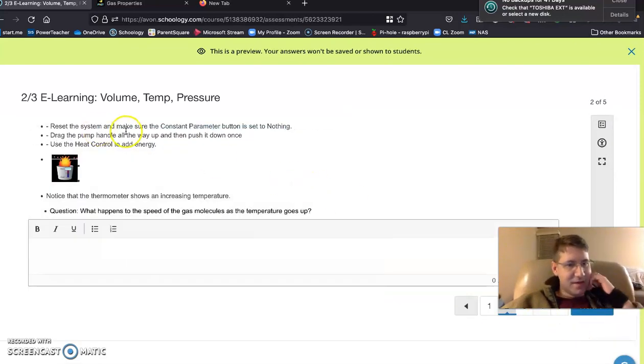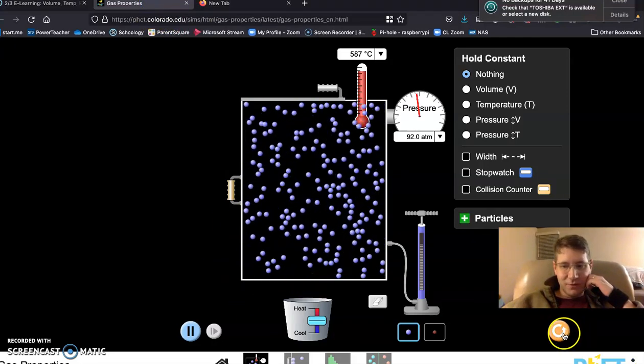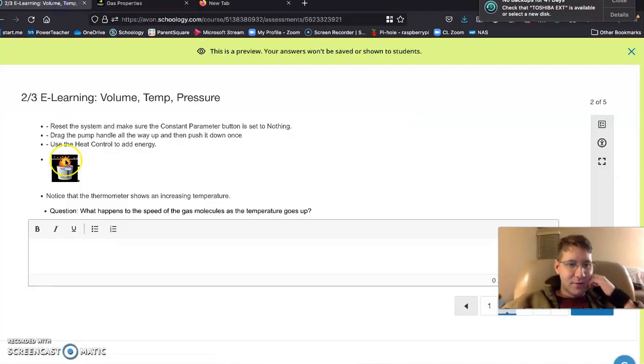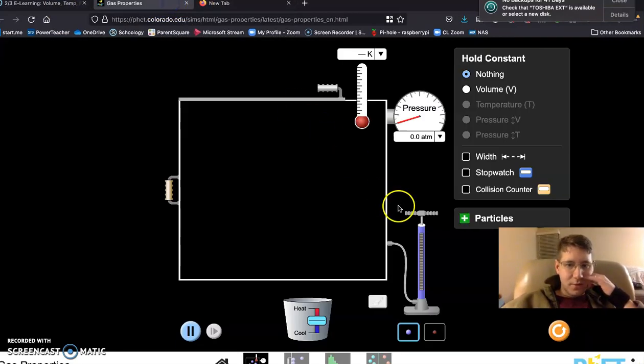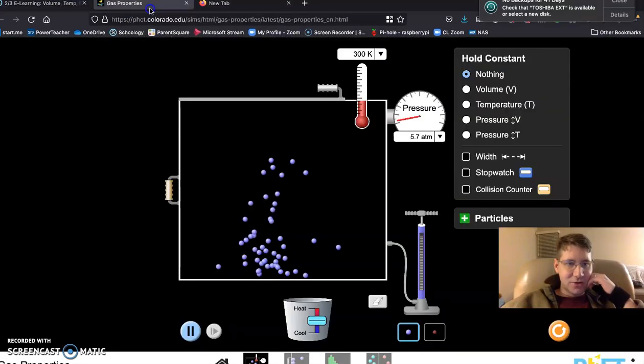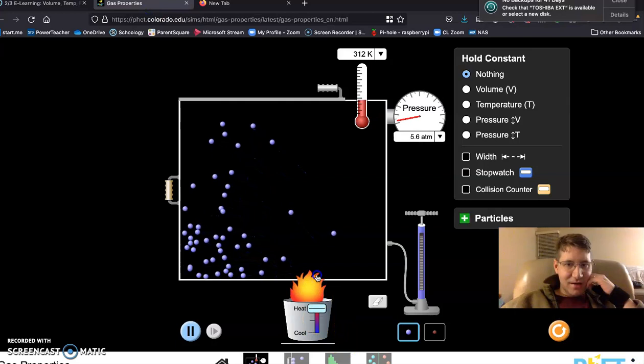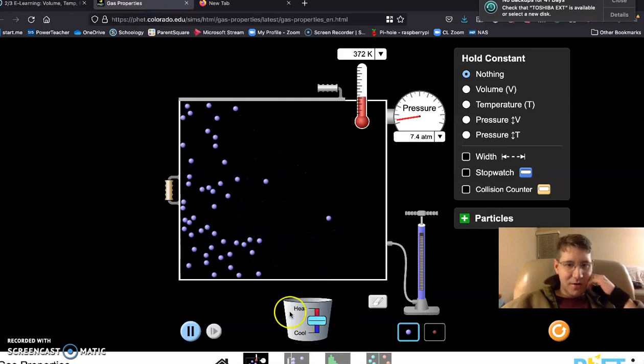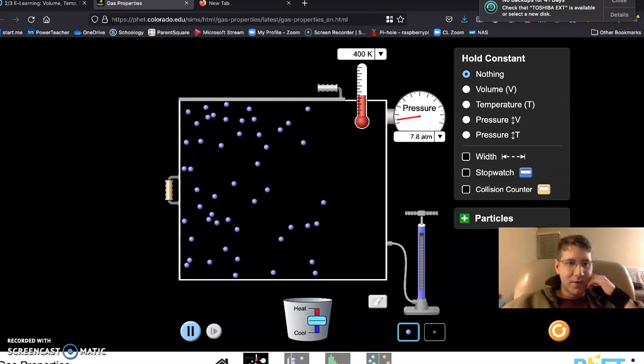So the first thing it says is reset the system. So I can reset the system by pressing reset right there. It says reset the system, drag the pump handle all the way up, and push it down once. So I can do that. And then it says use the heat control to add energy. So as I add energy, look at what the thermometer does, and you can look at what the speed of the particle is doing.